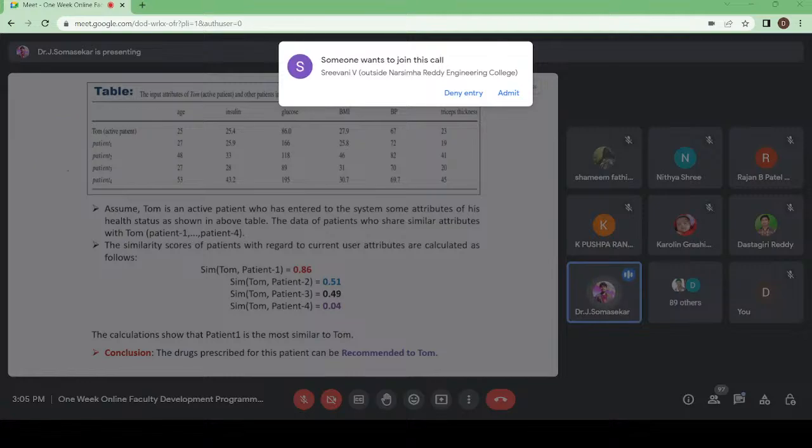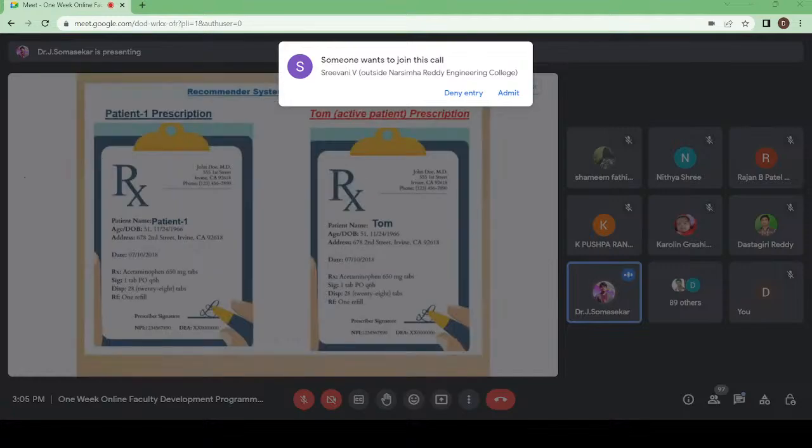So you can save money, with no need to go for consulting a doctor. A lot of manpower and energy, all those things we can save here. That's why recommendation is very, very powerful even for the healthcare or pharmaceutical industry. You can see this is the final one. This is patient 1's prescription. You can see RX 650 mg tabs, something we don't know about medical terminology, but this is the prescription of patient 1. The same thing is recommended to Tom also.